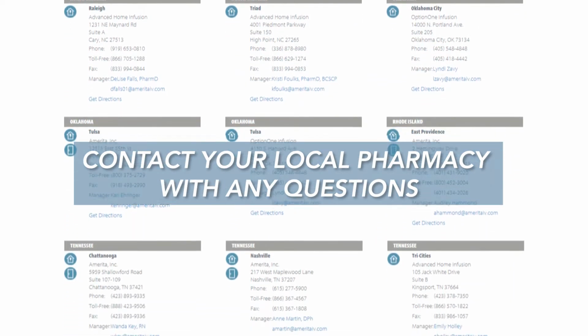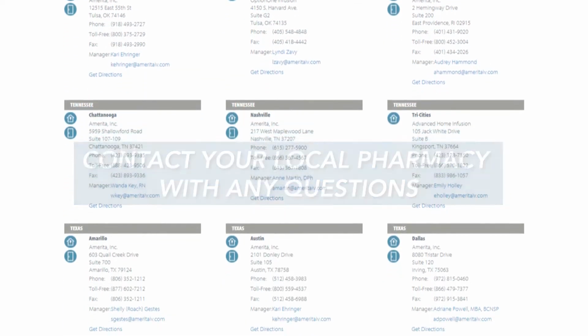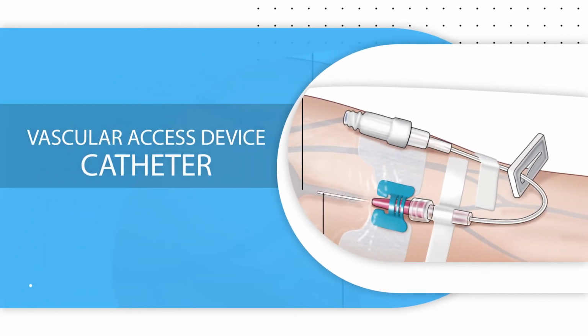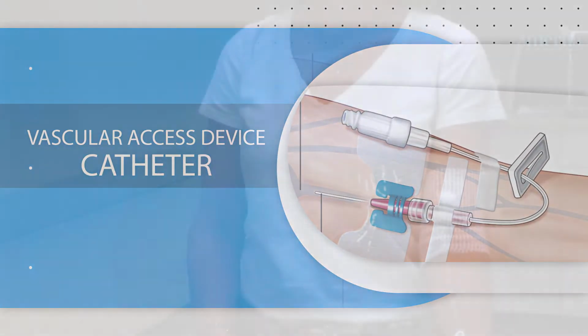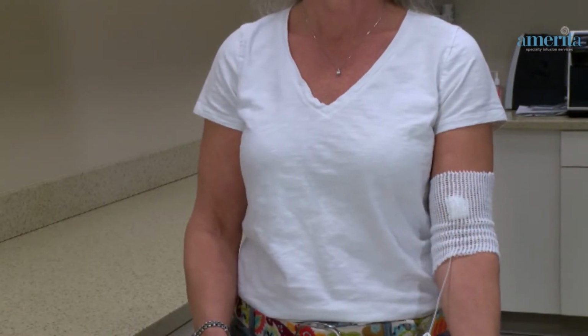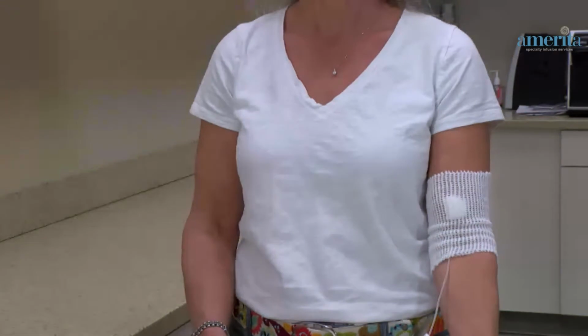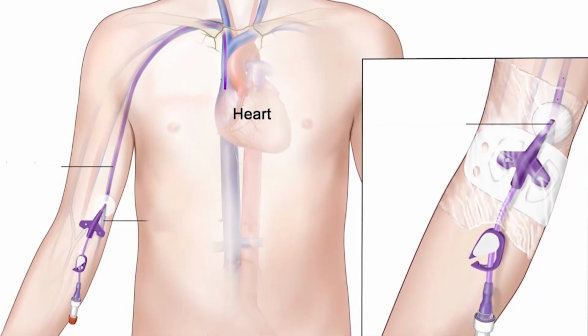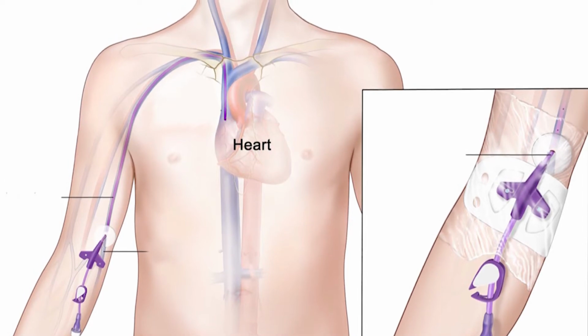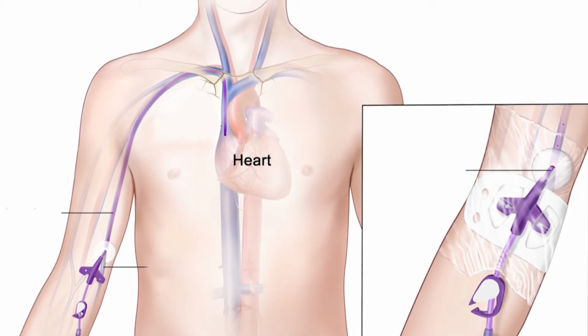Information about your catheter and medication administration. Let's start by familiarizing you with your vascular access device, which is also known as a catheter. In this video, the patient has a catheter in her arm, but it can also be in the chest. The catheter that is inside your vein travels to just above your heart so that the medication can be quickly pushed through your entire venous system.